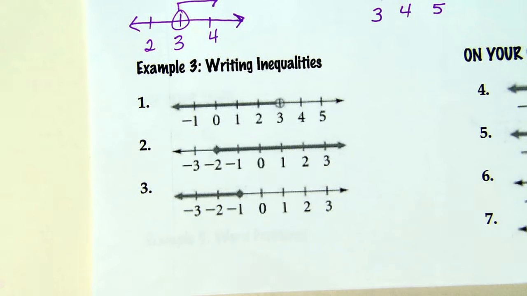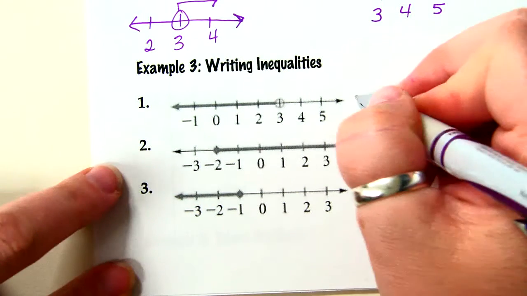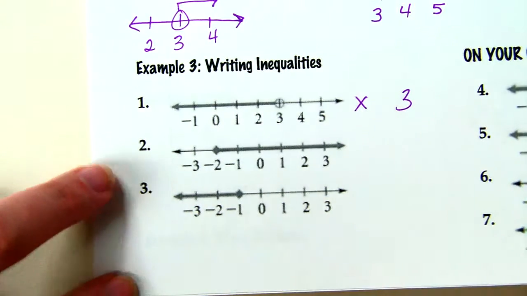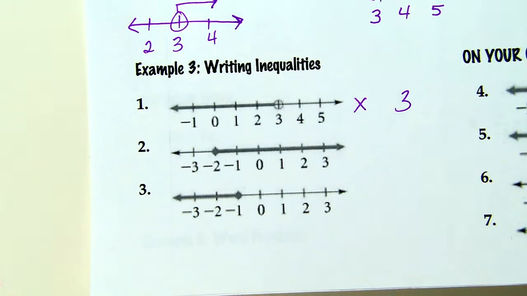Now we're going to go backwards. So it's going to give us a number line, and we have to write the inequality that matches it. So the very first thing I would do is just put x, and then whatever number the circle or dot is on. And then the only thing you have to figure out is the symbol.